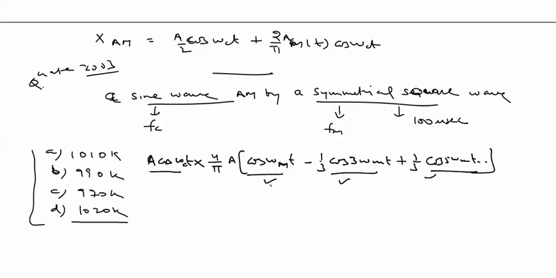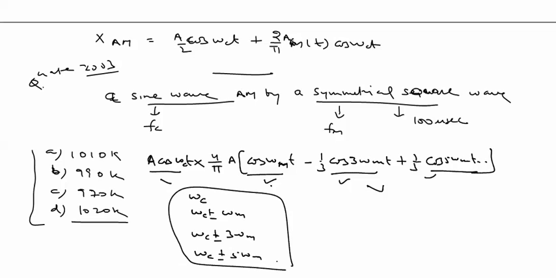If single tone, we generate frequencies omega c plus minus omega m. If this multiplies with the carrier, we get omega c plus minus 3 omega m, omega c plus minus 5 omega m. All these terms are present in the output because now it is a case of multi-tone, not a single frequency multiplied with the carrier component. Both are multiplied, so what do we get? Add and subtract.